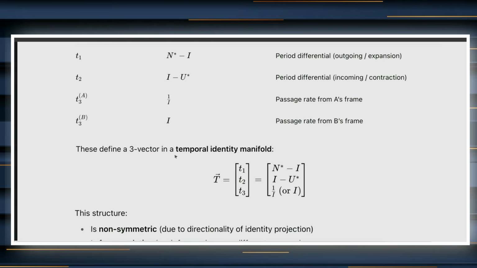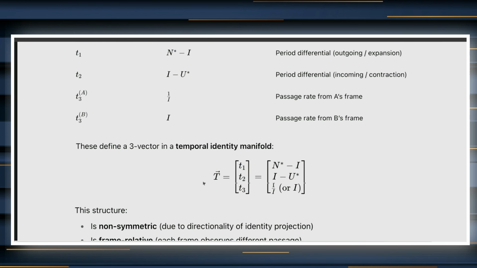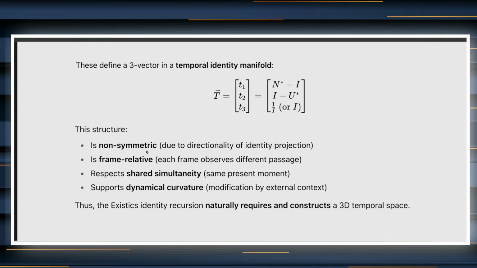All right, so these define a three vector in a temporal identity manifold. So what this shows here is I can just treat time as a vector, bringing in all three components and applying the Existics equations to those three components. This structure is not symmetric due to a directionality of identity projection. It is frame relative, each frame observes different passage, respects shared simultaneity, shared present moment, namely because they're along a trajectory rather than a singular point, and supports dynamical curvature, modification of external context. Thus, the Existics identity recursion naturally requires and constructs a three-dimensional temporal space.